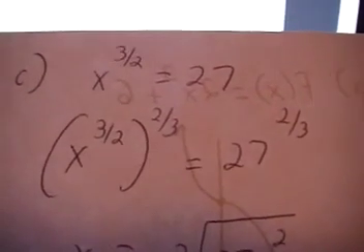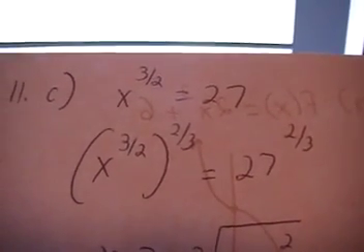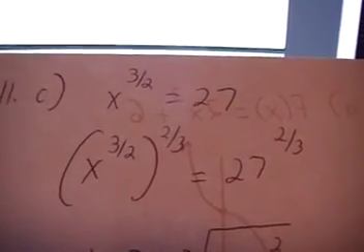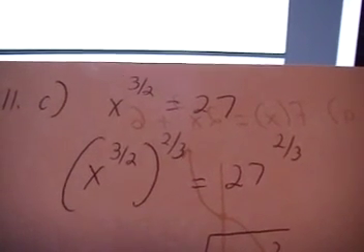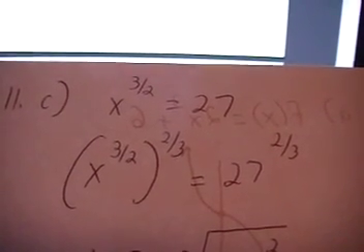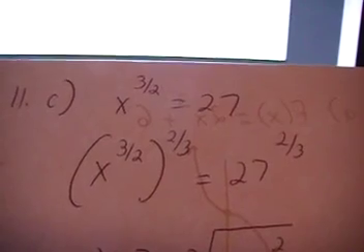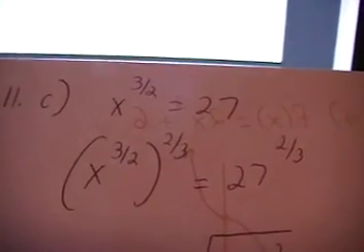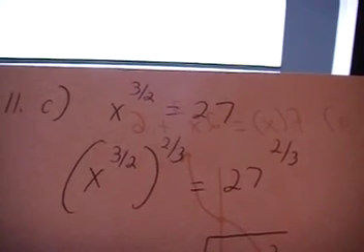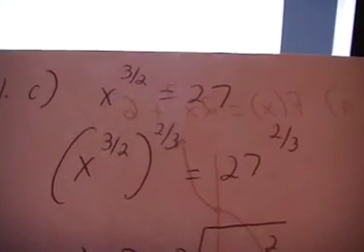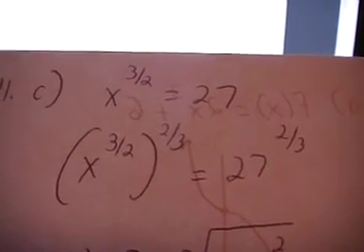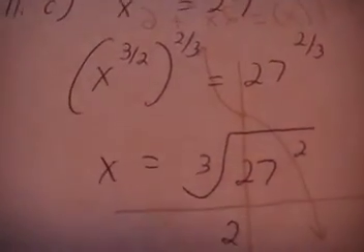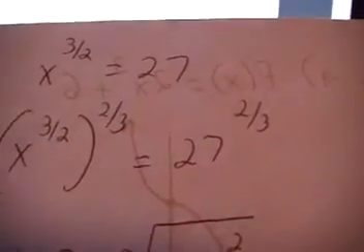The opposite of a 3 halves exponent would be a 2/3 exponent, because then you'd multiply the exponents. 3 halves times 2/3 would be 6 over 6, which equals 1, and then the x would be x to the 1, and in essence x would be by itself. So the step here is to multiply or raise both sides of the equation to the 2/3 exponent.